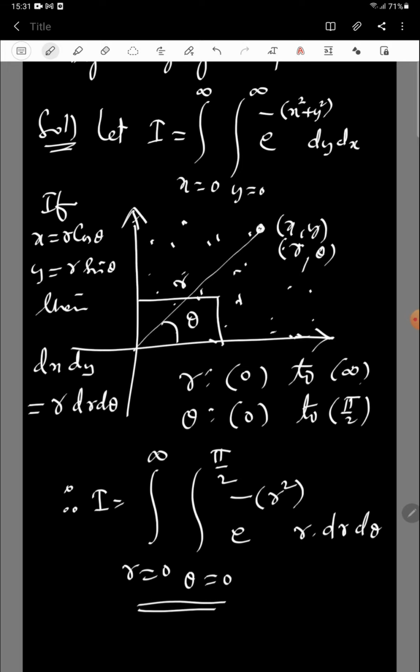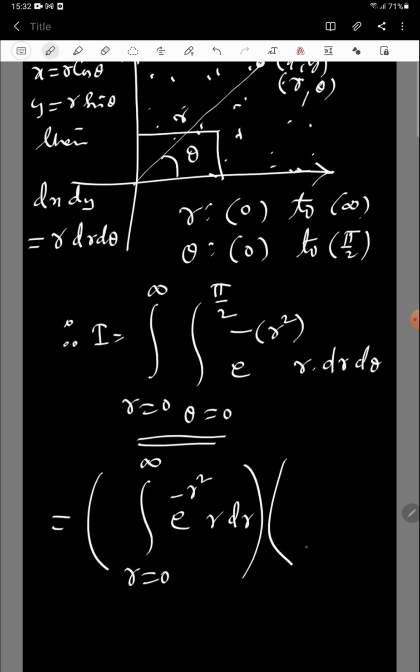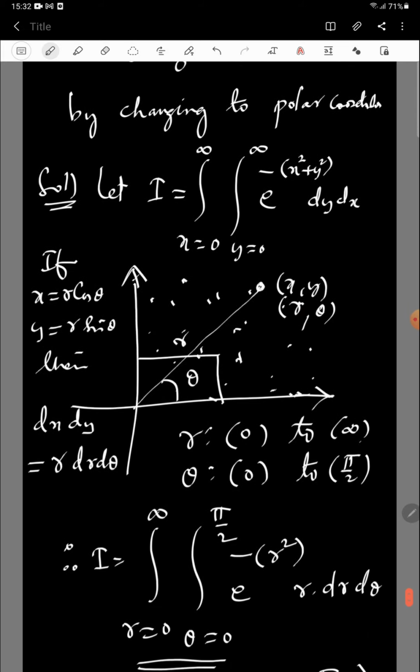Now this is actually a double integral, but the limits are constants. They are not depending on each other, so you can write it as a product of two single integrals. As I said in the earlier video, r is equal to 0 to infinity e power minus r square into r into dr, because it is only in r, and that integral only in theta, that is just theta equal to 0 to pi by 2 d theta. So we have converted the problem to polar coordinates.